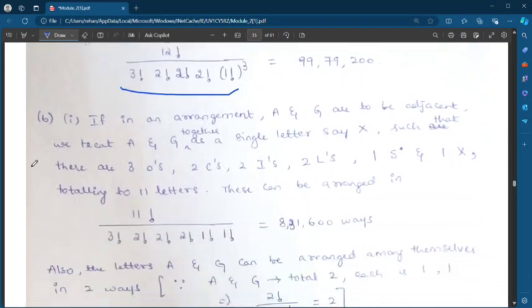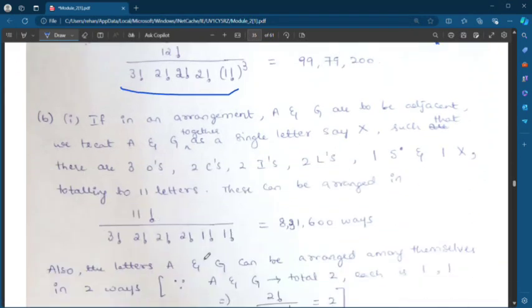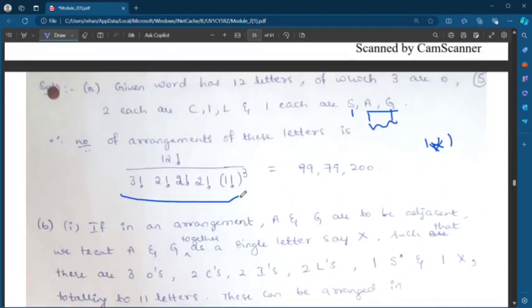So they have asked that in the arrangement A and G are to be adjacent, so we treat A and G together as a single letter. Simple. So here A and G will become 1. Now what will happen? Instead of 2 letters, I'll have only 1 letter. In the denominator, it won't change because anyhow this was 1 time, this was 1 time, this was 1 time. We are considering 1 factorial into 1 factorial into 1 factorial. This 2 will become 1. So instead of 3 times 1 factorial, I'll add only 2 times 1 factorial. See, instead of 3 times, I'm writing 1 time.